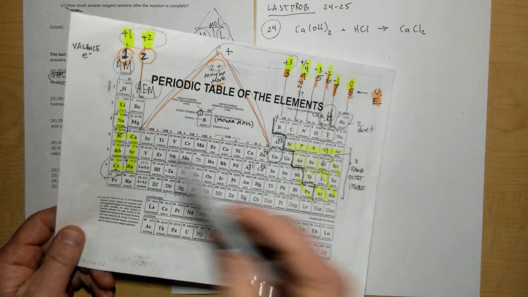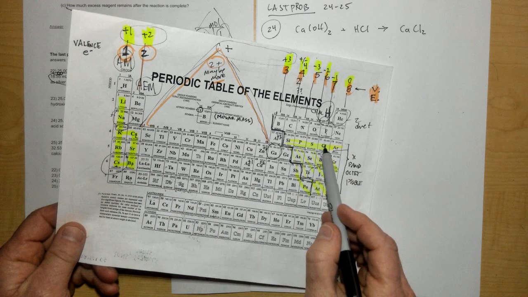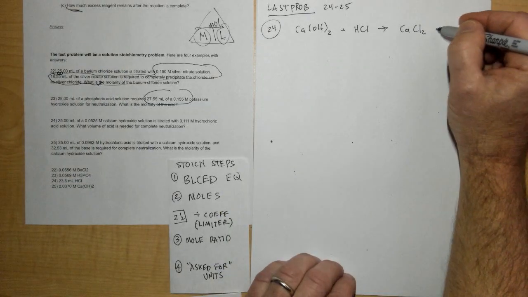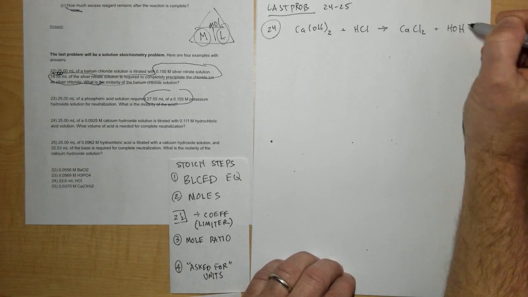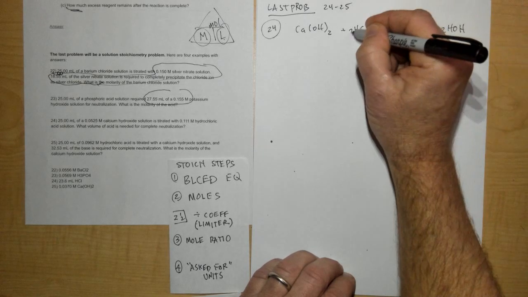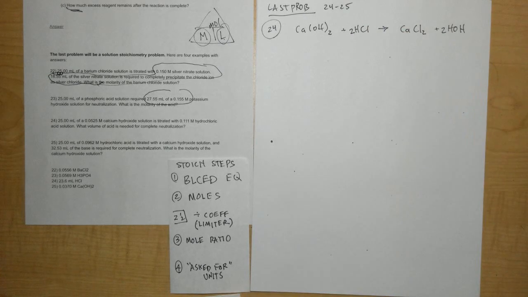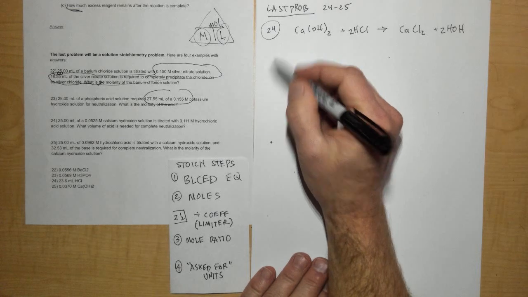Just make sure you remember that. Calcium right here, chlorine right here. That's where that 2 comes from. And then you're going to get some HOH or some water. To balance this, you need a 2 here and a 2 here for the chlorines. Step number 1 is done.